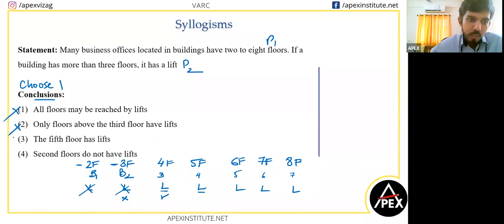Third one, the 5th floor has a lift. So does this building have a 5th floor? No. Does this have a 5th floor? No. 5th floor? No. Has a 5th floor? Yes. Has, and has. And all the buildings which have a 5th floor, can we say that they have a lift? So therefore, all 5th floors, whichever building it may be, have a lift. So this is okay.